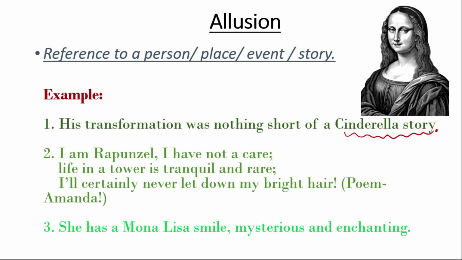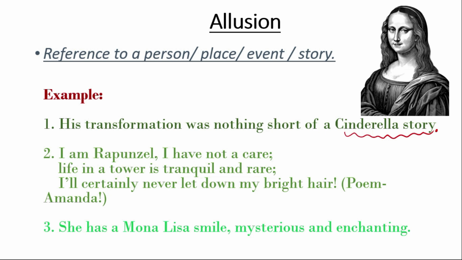Like in the CBSE syllabus, there is this poem called Amanda, where the girl Amanda says, "I am Rapunzel and I have not a care. I live in a tower which is tranquil and rare, and I'll certainly never let down my bright hair." So in this, allusion is used where she is comparing herself to Rapunzel. And who was Rapunzel? Rapunzel was a fairy tale where she lives in a tower and the evil witch climbs up the tower by letting down her hair. So here a reference is given to a famous fairy tale.